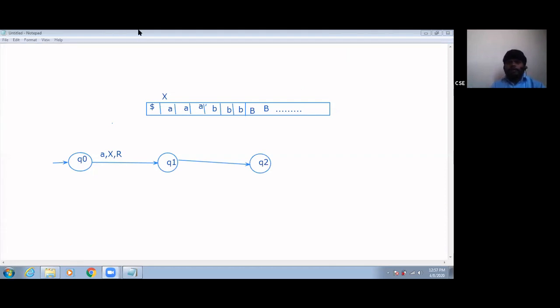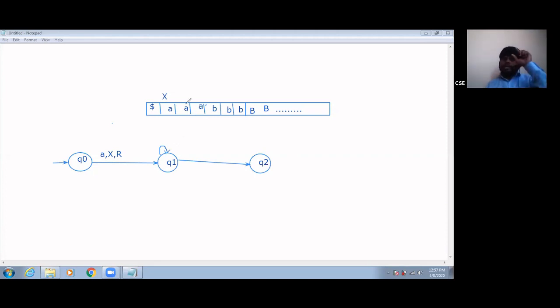What is the transition? What is my approach? I have already seen that for any number of A's, I need to keep A as it is and move to the right-hand side until I encounter the B. So what I will do here is simply a self loop.